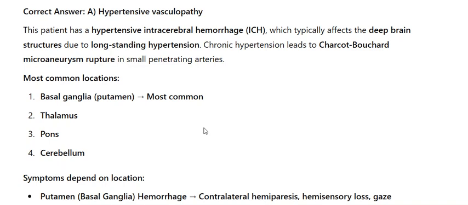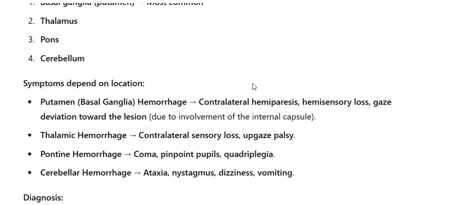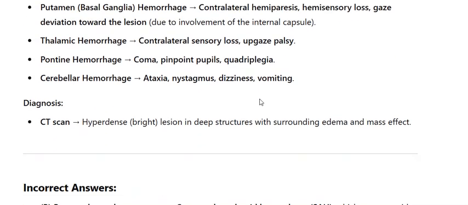Symptoms depend on location. Putamen, basal ganglia hemorrhage: contralateral hemiparesis, hemisensory loss, gaze deviation toward the lesion due to involvement of the internal capsule. Thalamic hemorrhage: contralateral sensory loss, upgaze palsy, coma, pinpoint pupils, quadriplegia. Cerebellar hemorrhage: ataxia, nystagmus, dizziness, vomiting. Diagnosis: CT scan, hyperdense, bright lesion in deep structures with surrounding edema and mass effect.